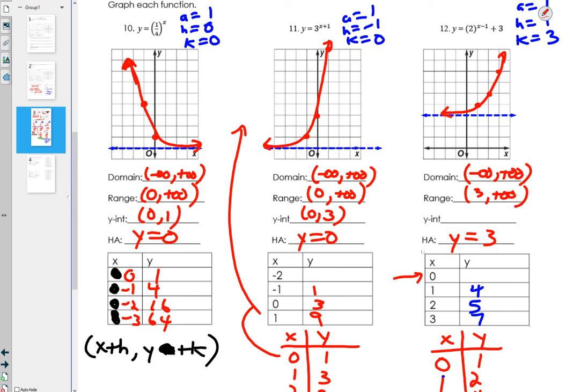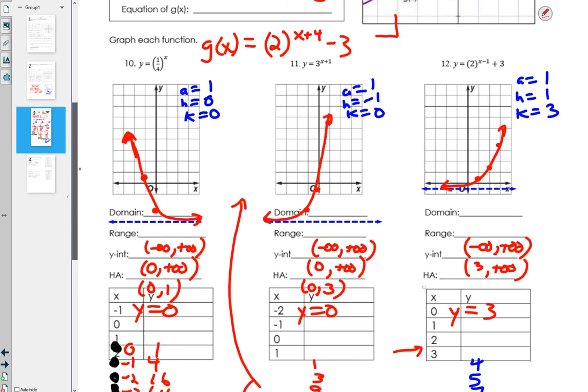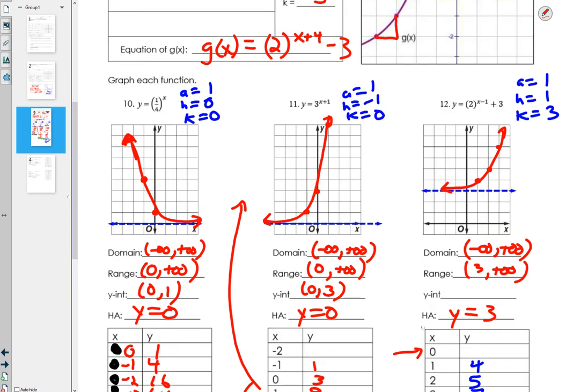For the y-intercept, we have to plug in that 0. Since they're asking us for a y-intercept, let's just plug in the 0 and see what happens. If I plug in a 0 for x, y equals 2 to the 0 minus 1 plus 3, which is 2 to the negative 1 plus 3, which is 1 half plus 3. I'll write that 3 as 3 over 1.